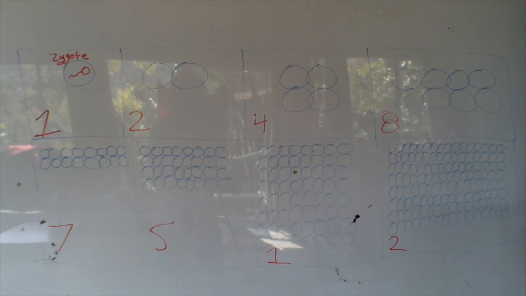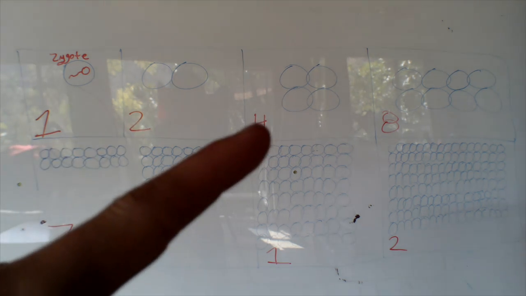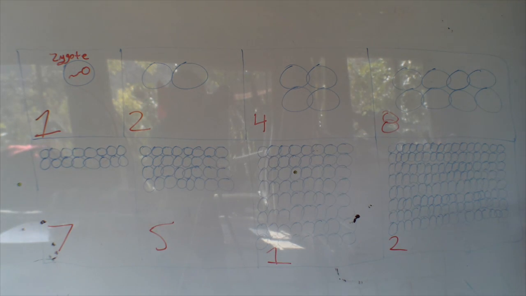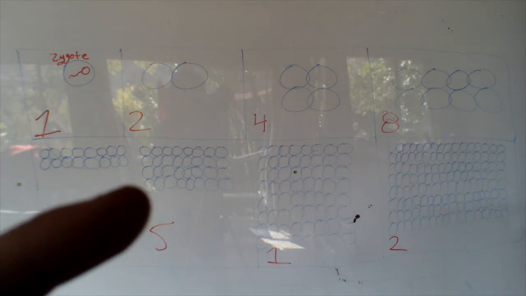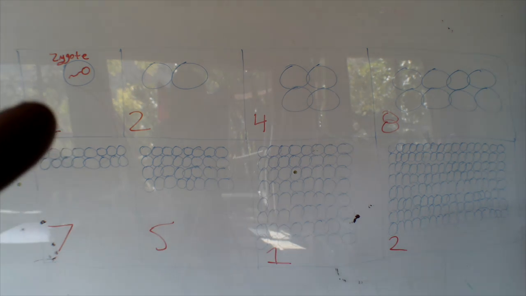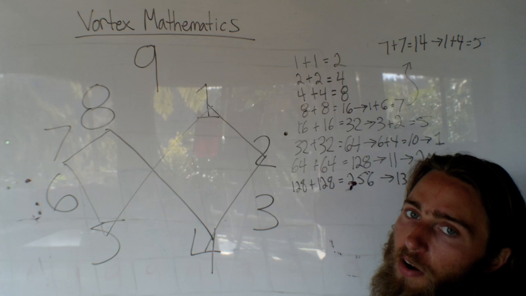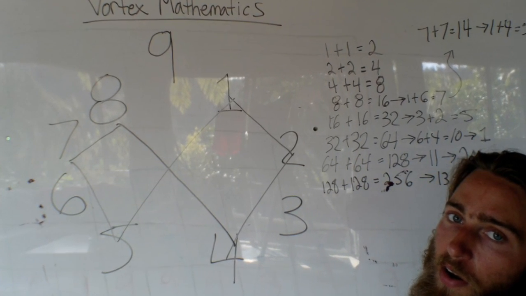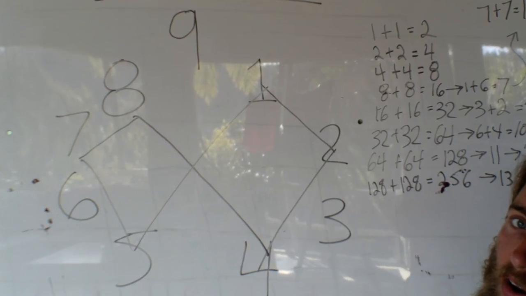So here we've got the cells, starting off with the zygote up here. Zygote doubles, 2, doubles, 4, doubles, 8, doubles. We get 16. 16 adds up to 7. 16 doubles 32. Get 5. 32 doubled 64. Get 10. 1. See the pattern? 1, 2, 4, 8, 7, 5. 1, 2, 4, 8, 7, 5. Just like the vortex-based mathematics. So I hope this all made sense to y'all, and you can see how the numbers 1, 2, 4, 8, 7, 5 deal with the material world.